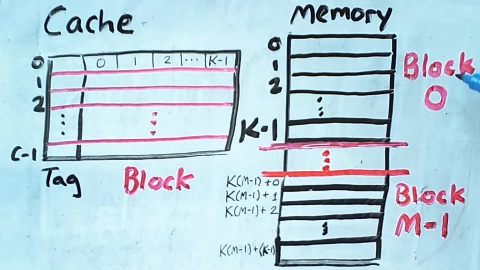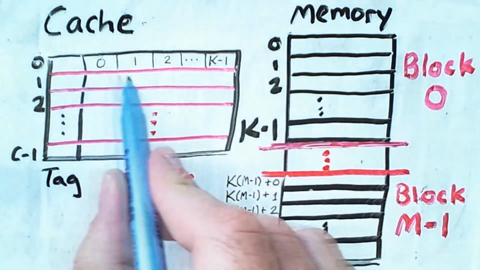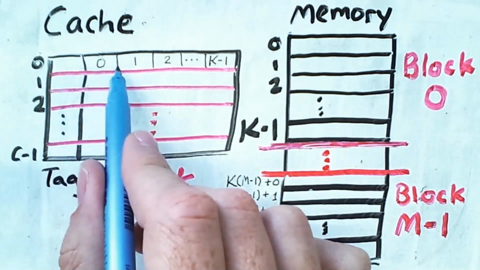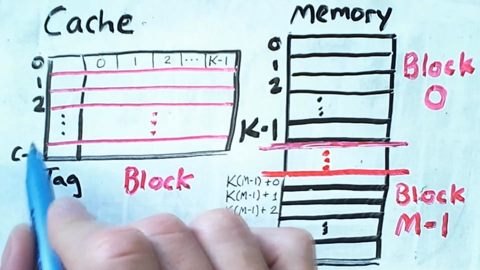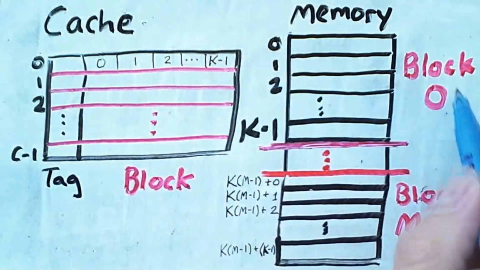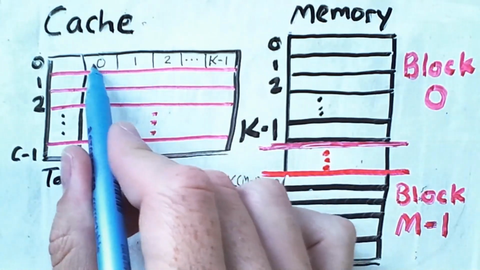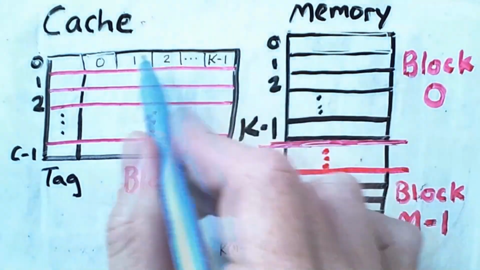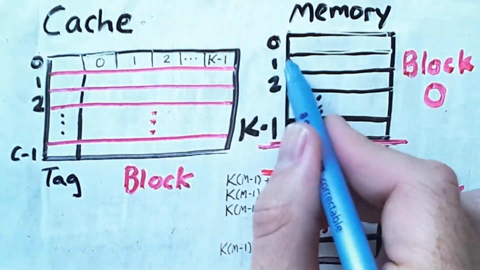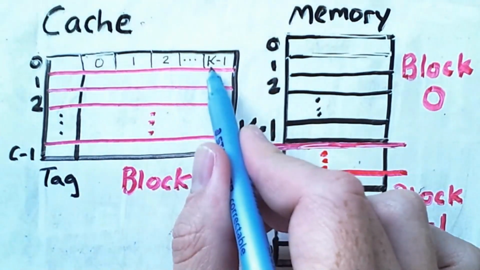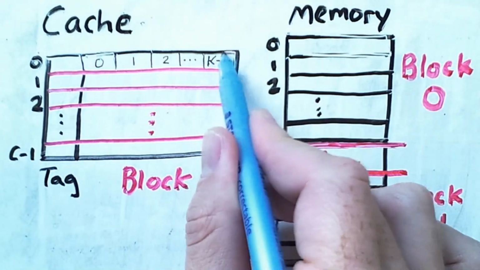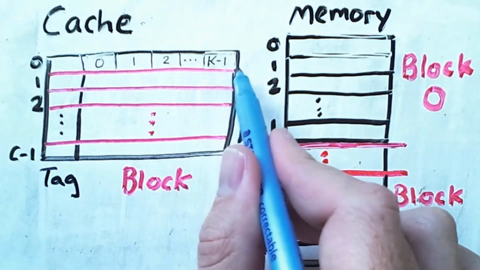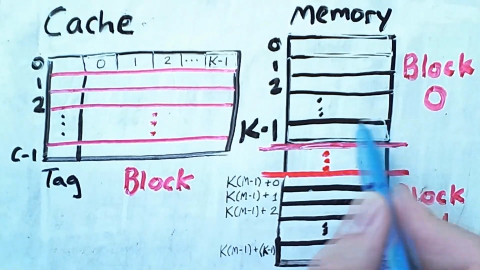So if we were to read block 0 into the cache, one place we could put it would be here on line 0. So the cache is organized into C number of lines. So here's line 0. We're reading in block 0 into line 0. This portion of the line corresponds to this memory word. This portion of the line corresponds to this memory word, and so on until the k-1 word, which is the kth word, comes from this portion of memory.